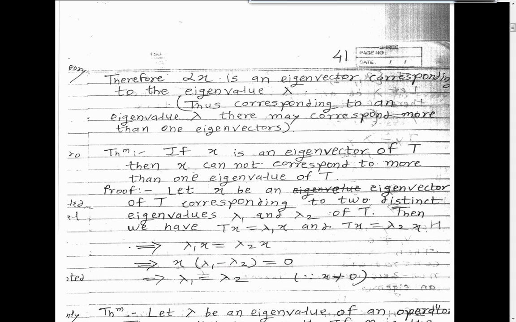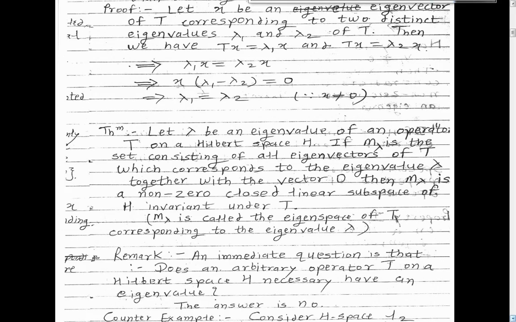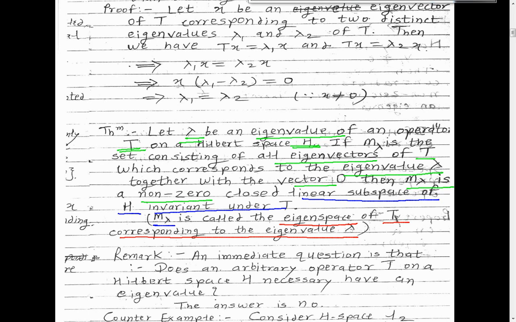Let us go through the next result. Let lambda be an eigenvalue of operator T on Hilbert space H. If M lambda is the set consisting of all eigenvectors of T which correspond to the eigenvalue lambda together with vector 0, then M lambda is a non-zero closed linear subspace of H, and it is invariant under T. The space M lambda is also called the eigenspace of T corresponding to the eigenvalue lambda.